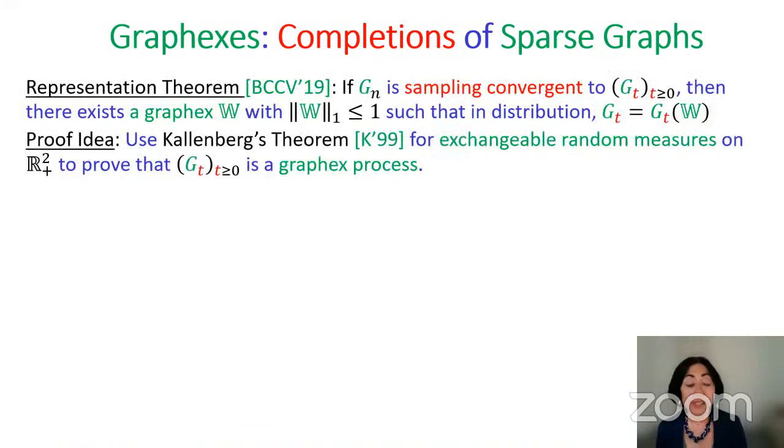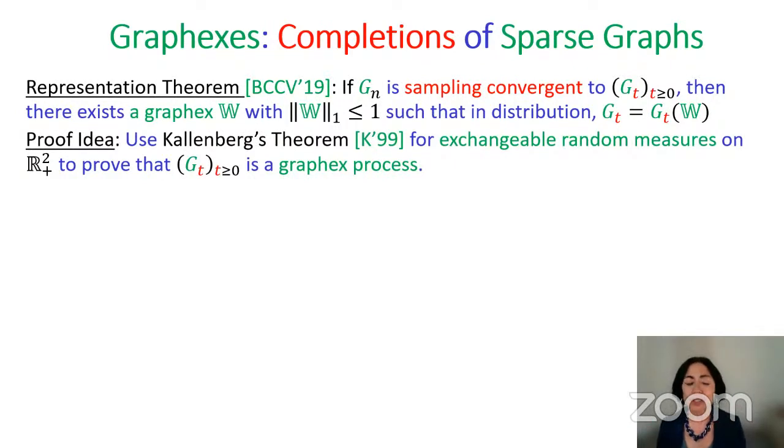So the representation theorem we proved is that if Gn is sampling convergent, then there exists a graph X of L1 norm at most one, such that in distribution, this sampling convergent graph can be characterized by this triple. So it's a very compact representation of a graph process. And the idea is to use Kallenberg's representation theorem for exchangeable random measures to prove that this is a Graphx process. For those of you who know Kallenberg's theorem, it has like 10 conditions on it.